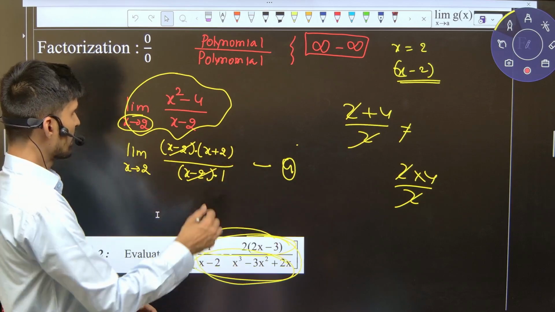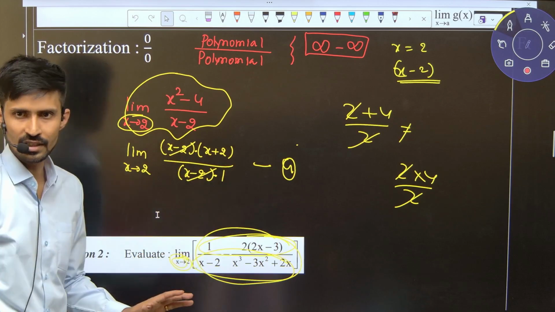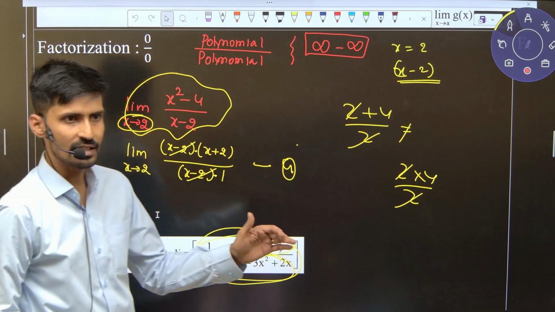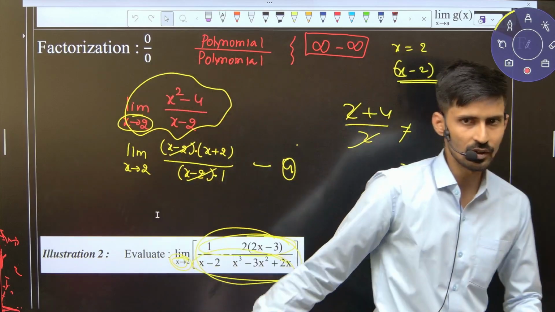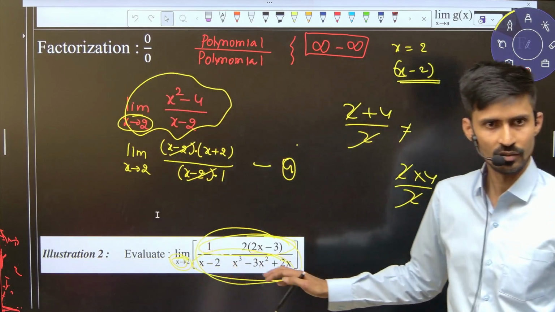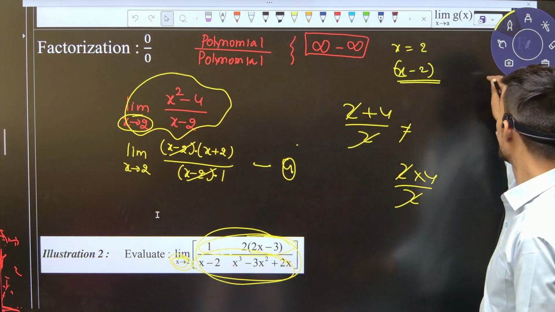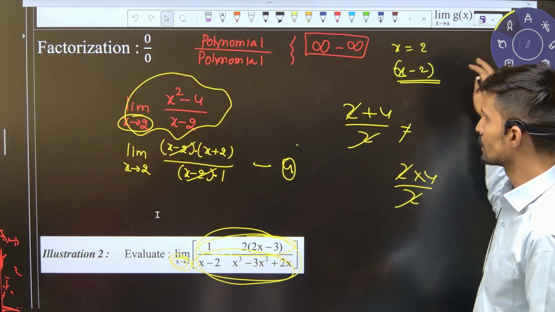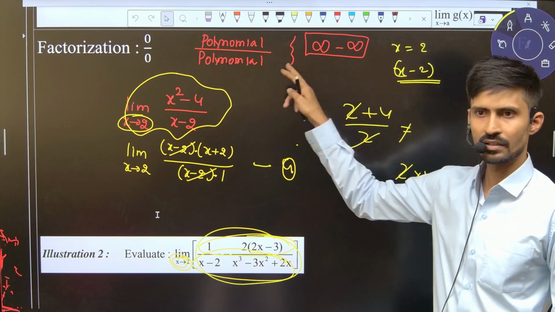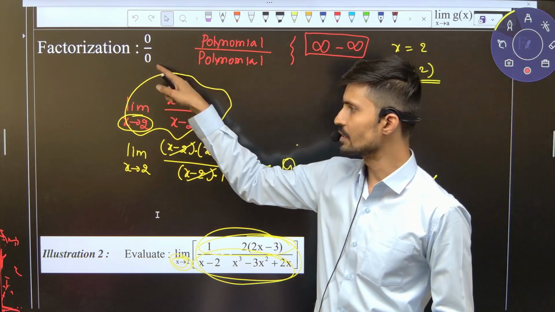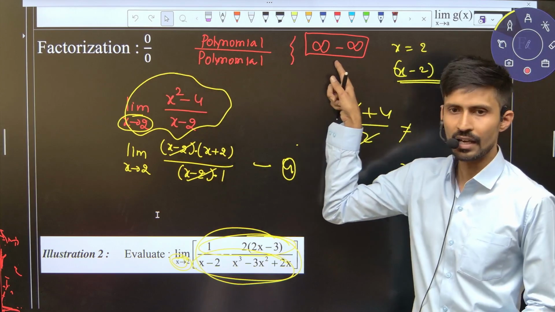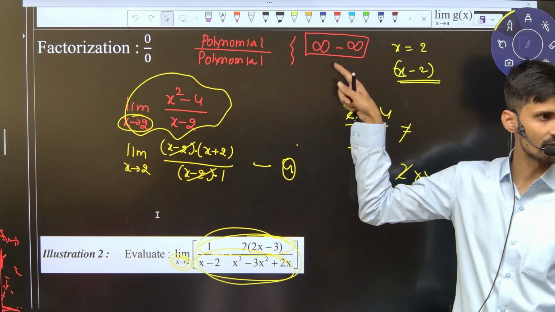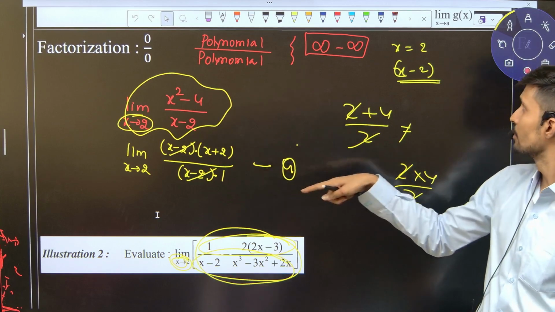Okay. So here, as you can see, is it clear? Now can I move to some other example and give you some more questions? I will not do this question now. I will give some other question. Okay, so first I will take very few examples. These things you have written: write down factorization, 0 by 0, polynomial by polynomial, and also write infinity minus infinity. Same technique will be used.